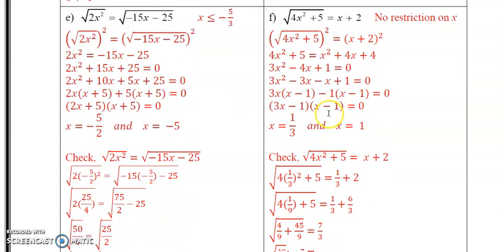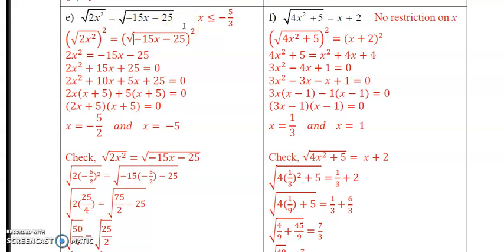Let's look at E. So I put the restriction. The restriction is x has to be less than or equal to -5/3. I didn't include a restriction on the other x because x could be anything here, since you're squaring it, right? If you square a negative, you're going to get a positive. So there's no restriction on this radical, but there is on this side.